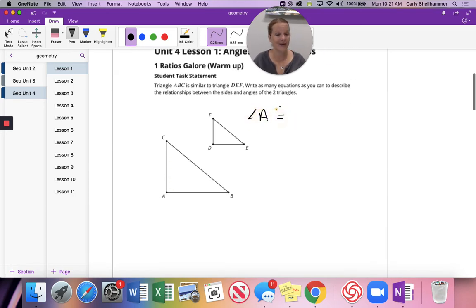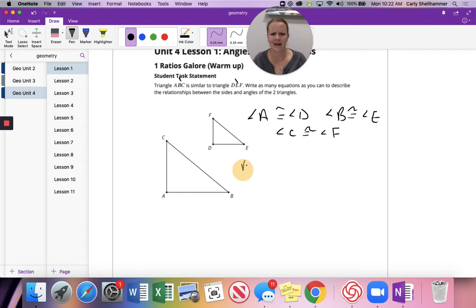So we can say angle A is congruent to angle D. We can say angle B is congruent to angle E. And I didn't even look at the drawing. I looked at how it's written. Okay, and then angle C is congruent to angle F because similar triangles have congruent angles. Now let's talk about the sides.